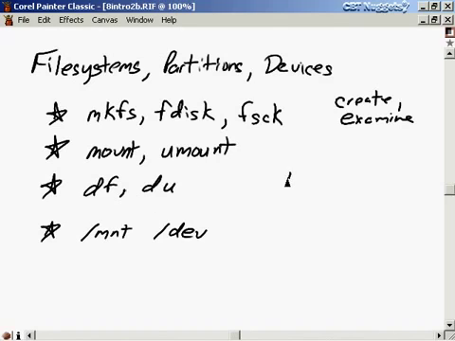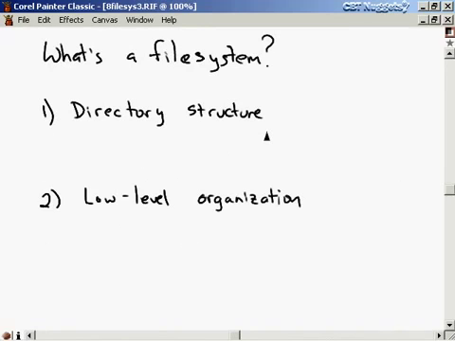We use these commands to get info on disk usage. The df command tells us how much space in a particular file system is being used, and the du command tells us how much space on a physical disk is being used. And these are just important directories that we're going to need for this discussion, the /mnt directory and the /dev directory.